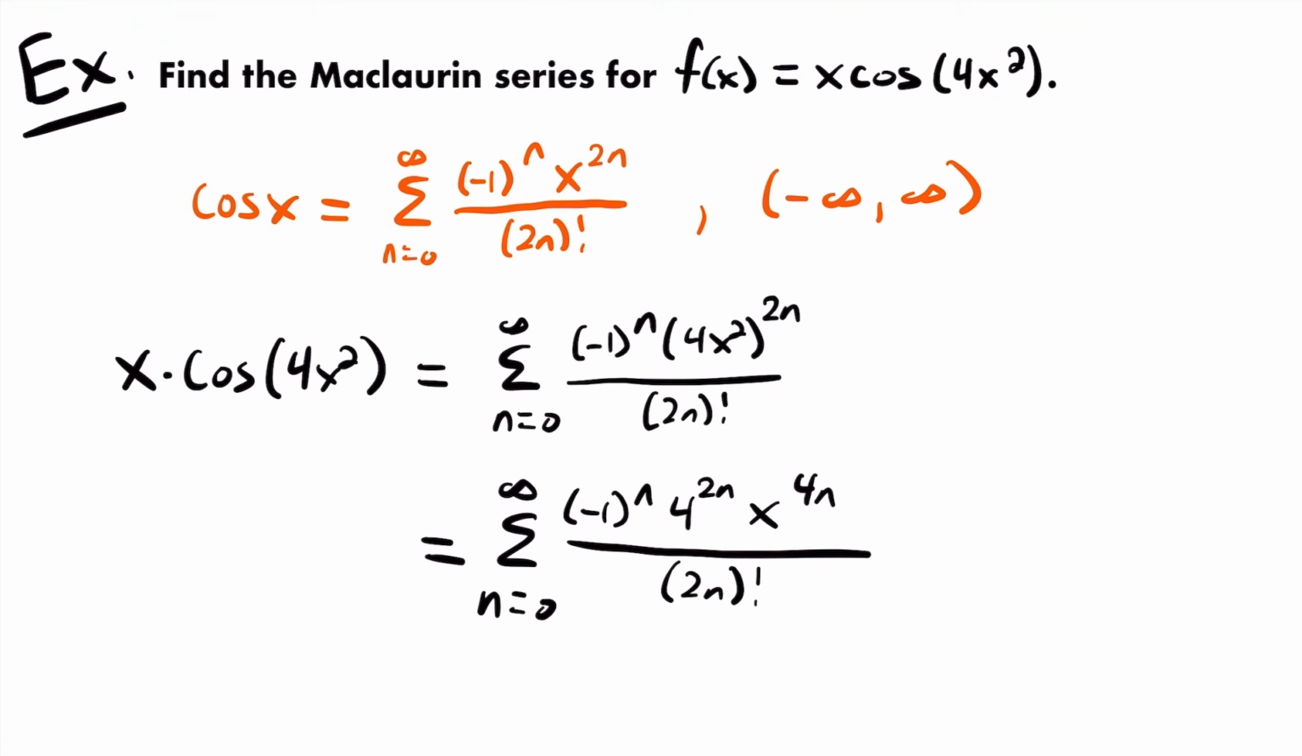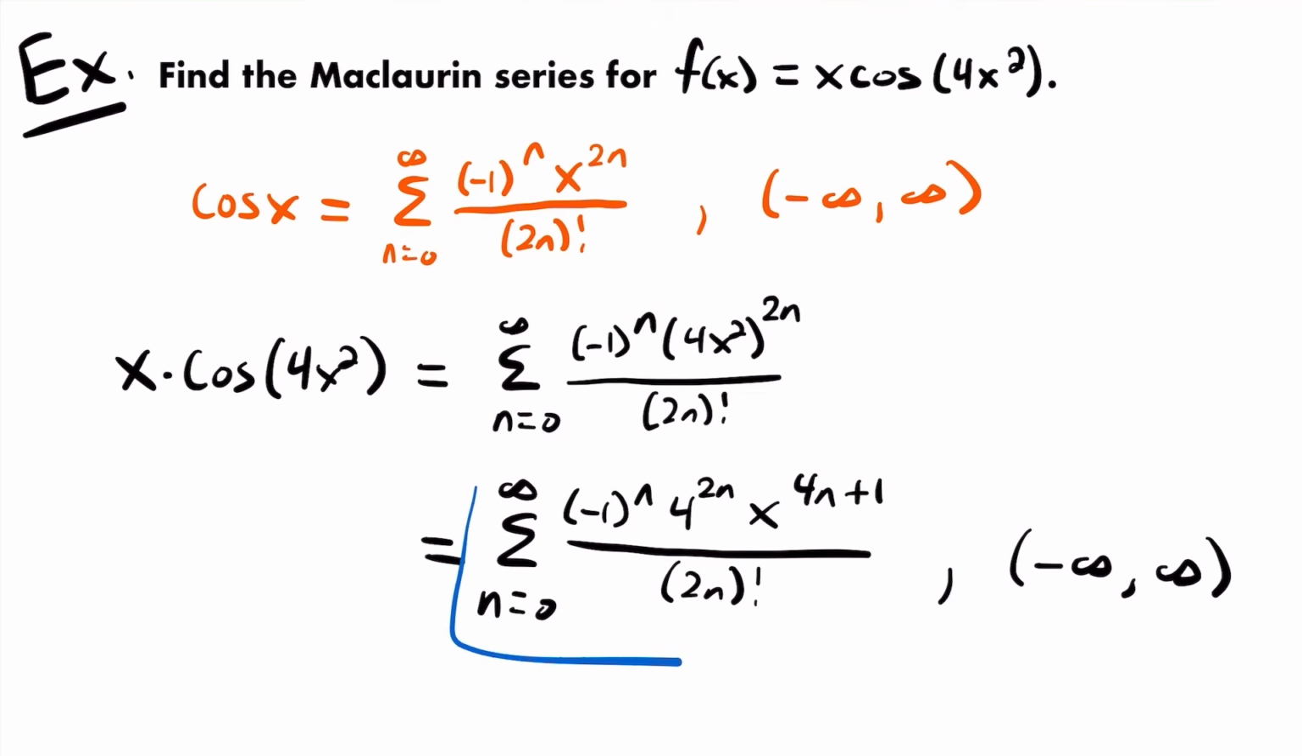If we multiply our series by x, I'll do it right here, we have x to the first power times x to the power of 4n, so we could combine those by adding their exponents, 4n plus 1. So I'll just erase that x, and we'll add 1 to that exponent, and now this power series, or this Maclaurin series right here, represents this function, x times cosine of 4x squared. And just like the original Maclaurin series for cosine of x, this will also be convergent for values of x from negative infinity to positive infinity.